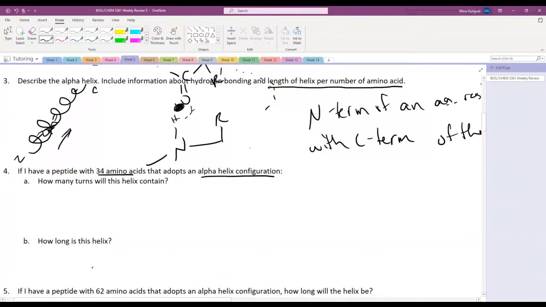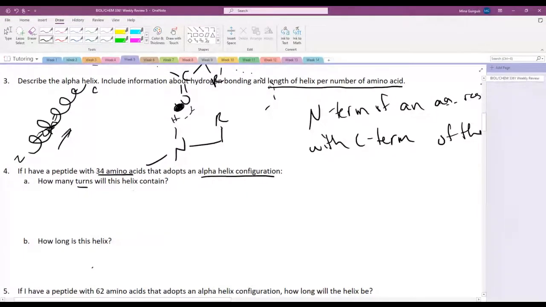Obviously, some proteins have an alpha helix and then a little bit of a gap and then another alpha helix, or an alpha helix and then a beta sheet and then another alpha helix. Different proteins have different secondary structures, so be very mindful of what the question is asking you. 34 amino acids, of which half are alpha helices, is a very different question, for example. Okay, so how many turns will this helix contain?